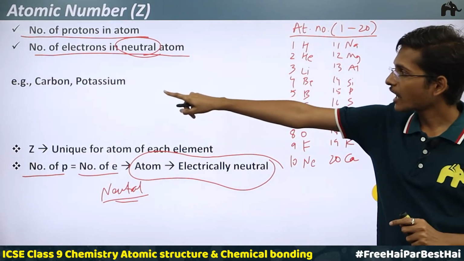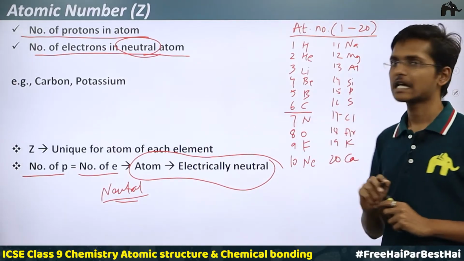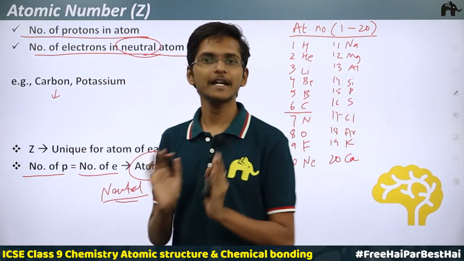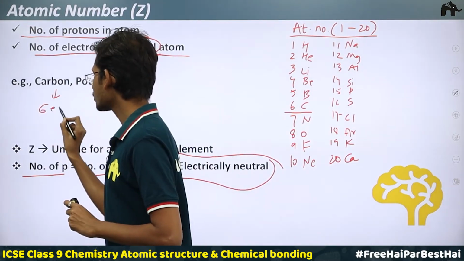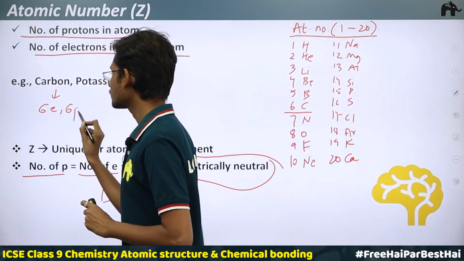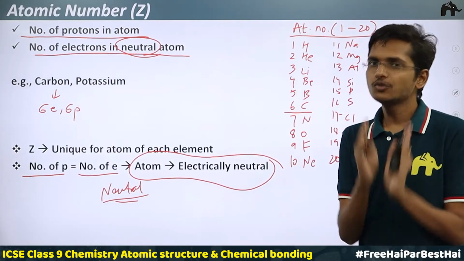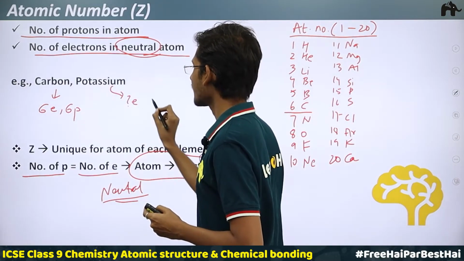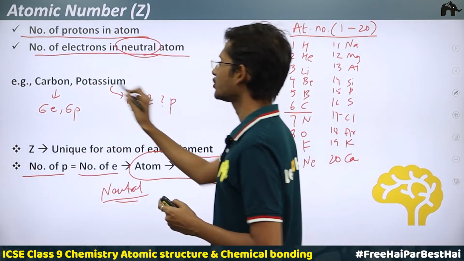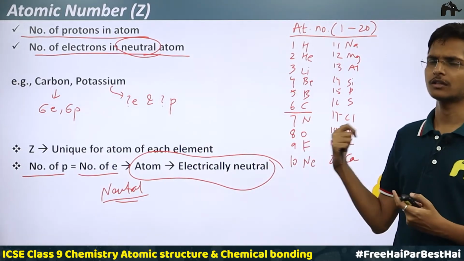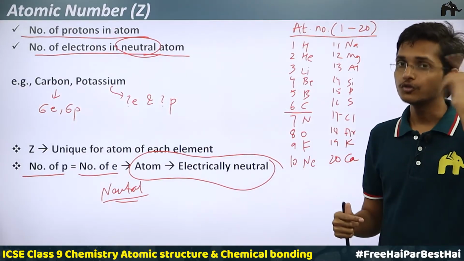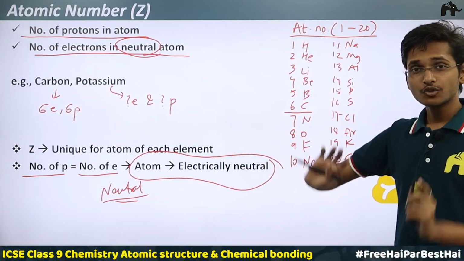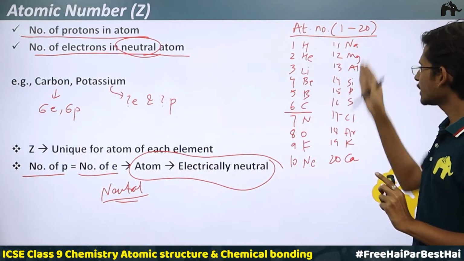Now we can see that carbon's atomic number is 6. This means that the neutral atom of carbon has 6 electrons and 6 protons. Now you can tell me what would be the number of electrons and the number of protons in potassium. I won't tell you because the answer is on the screen itself. You can pause it here, you can use your brains, and then you can get to the answer. Okay, fine. Moving ahead.